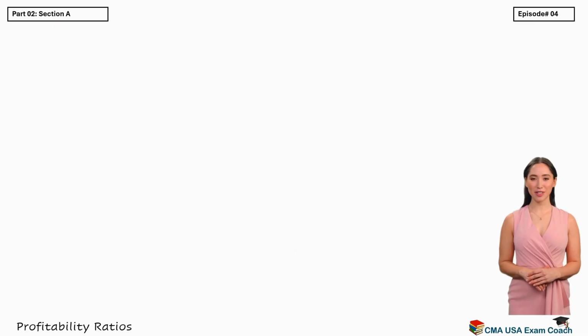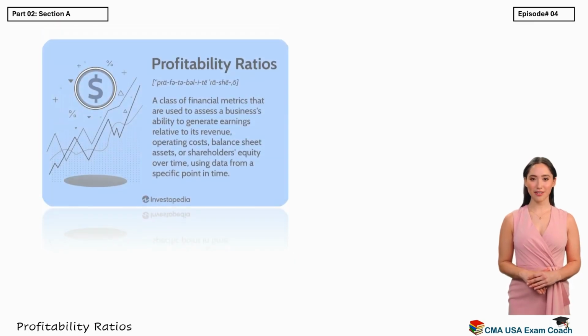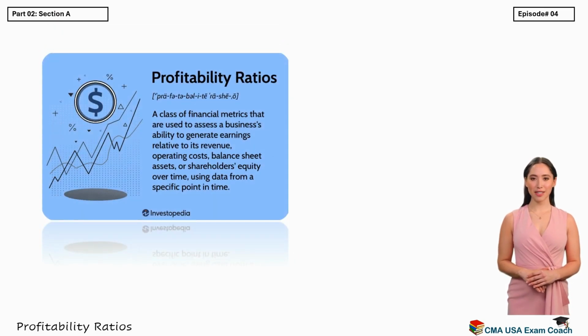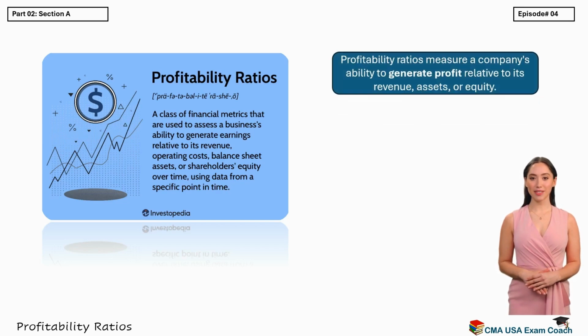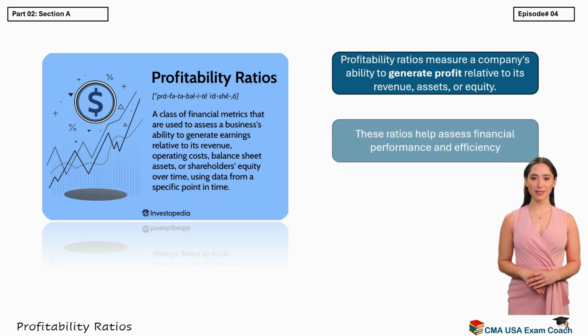What is a profitability ratio? Profitability ratios measure a company's ability to generate profit relative to its revenue, assets, or equity. These ratios are essential tools in financial analysis. They help us assess a company's financial performance and operational efficiency over a specific period. In short, profitability ratios show how effectively a business turns its resources into net income, making them vital for both management decisions and investor evaluations.